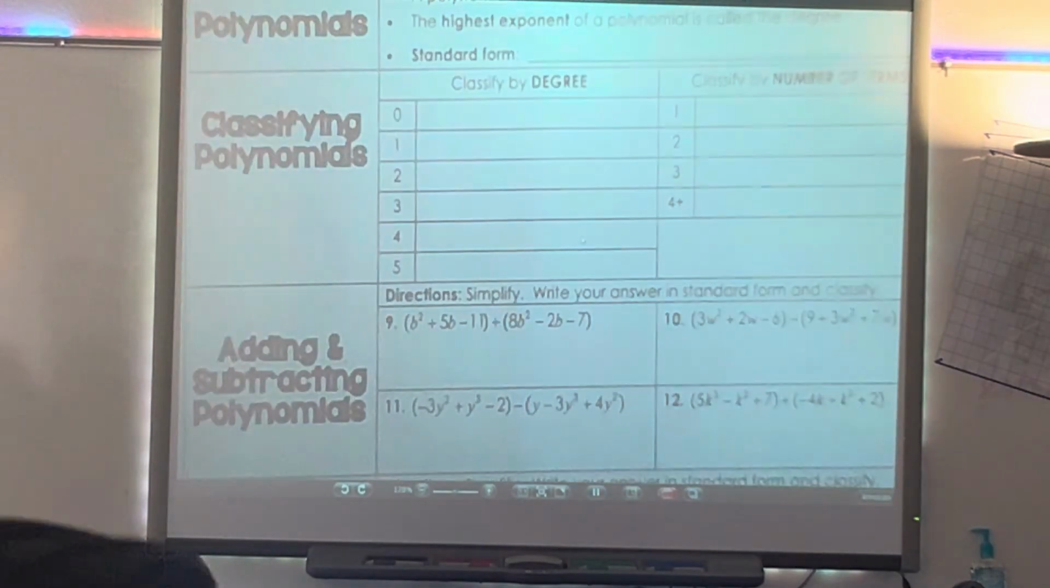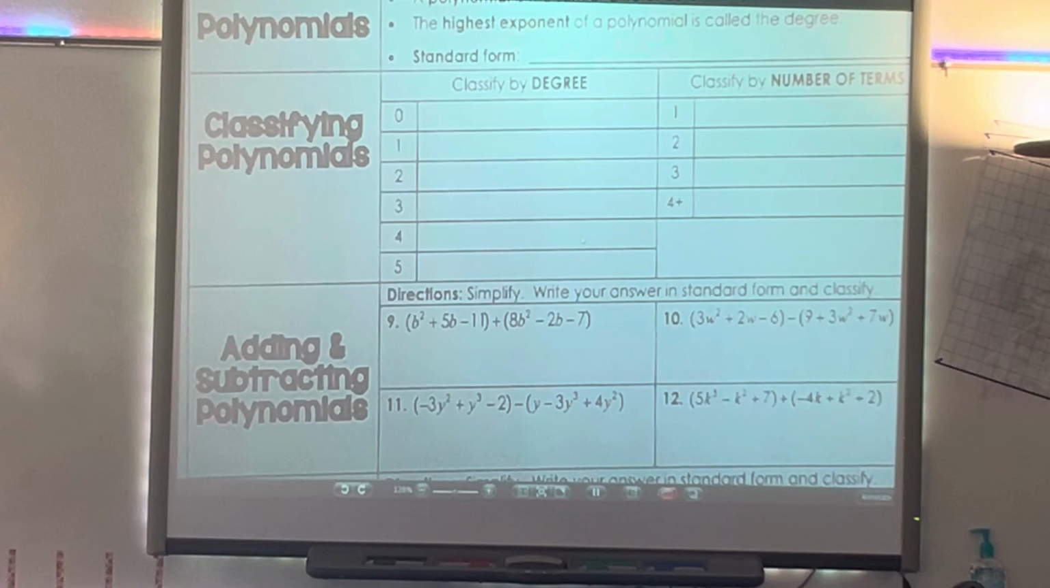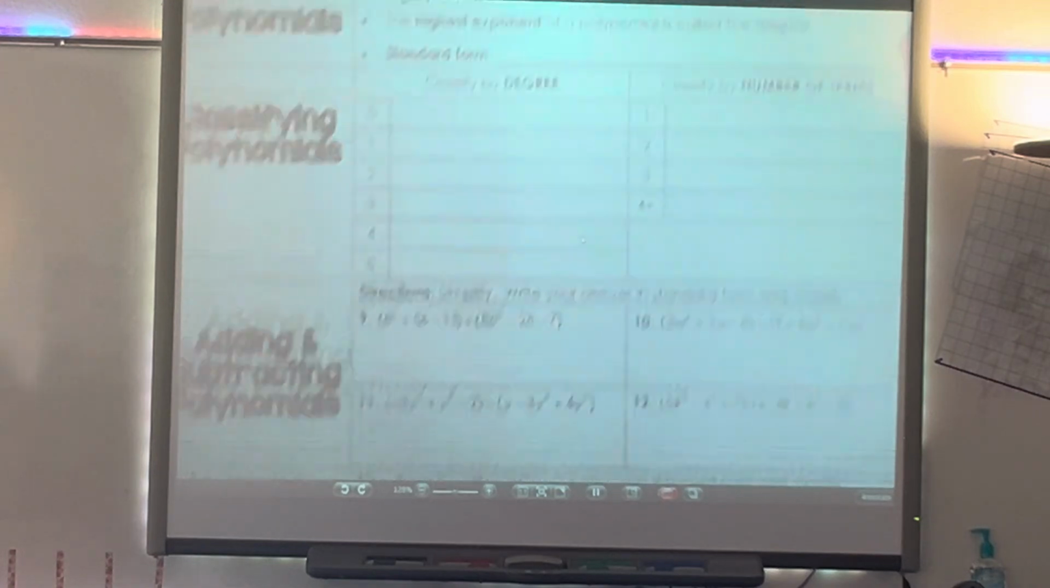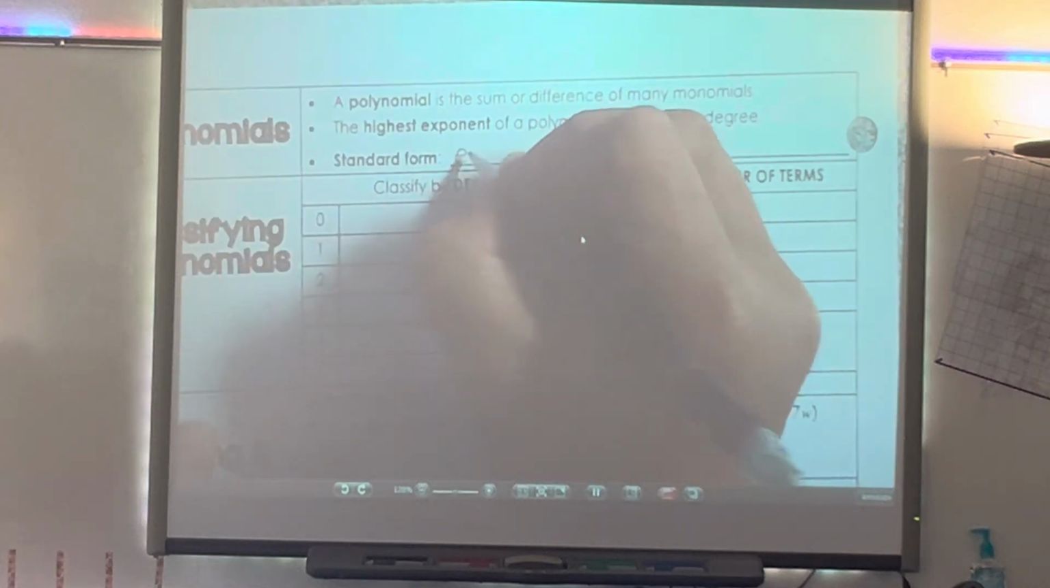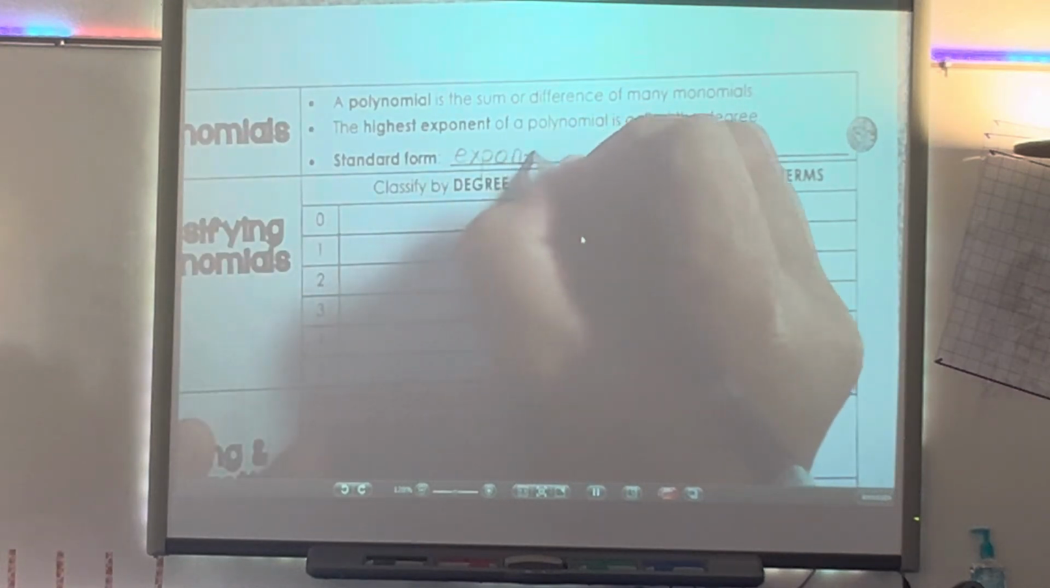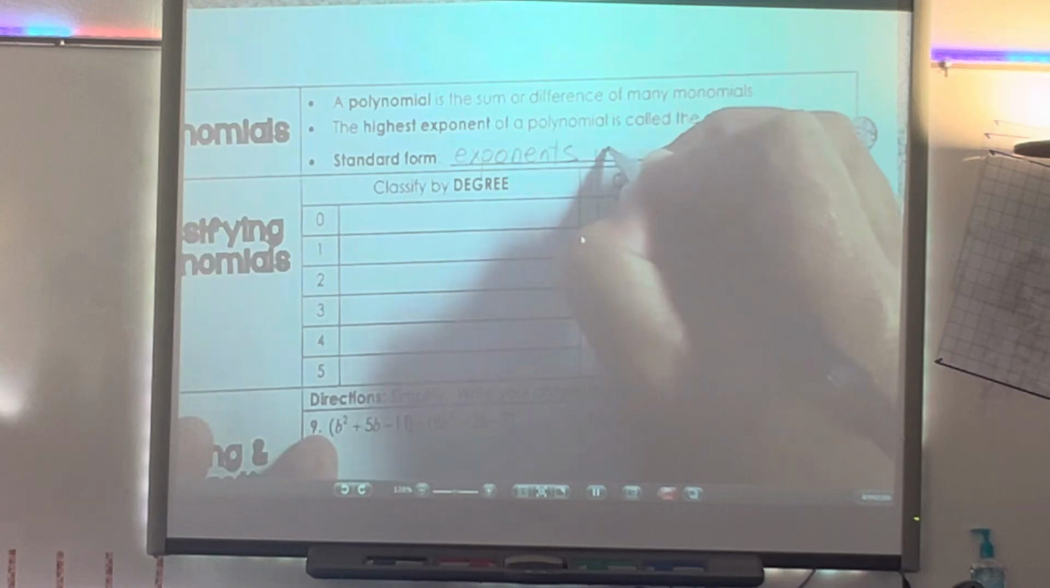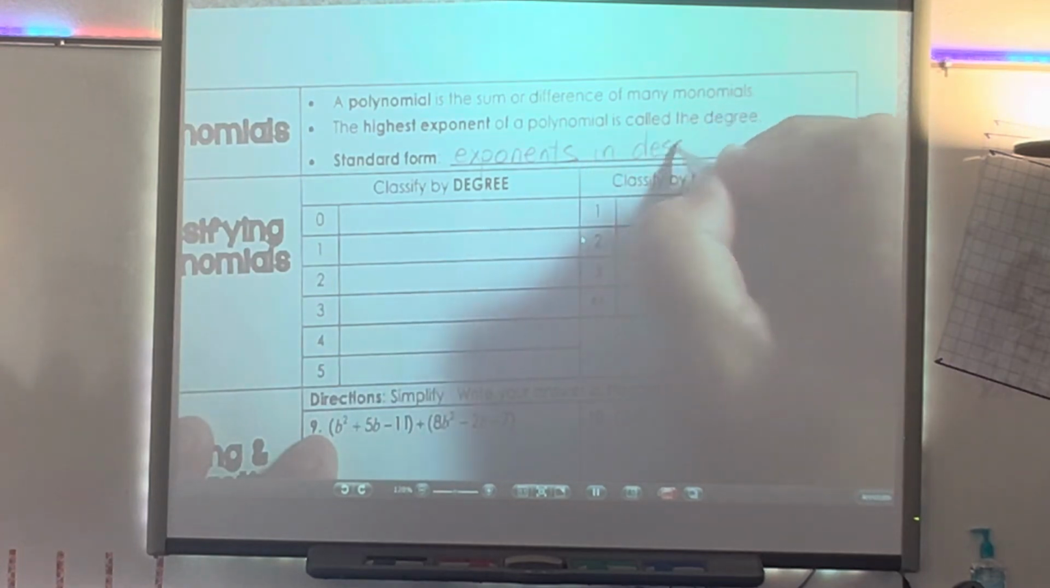Questions at all? Everybody's pretty comfortable? Get the cobwebs out. All right, so we're gonna kind of talk about classifying polynomials. We've done this before. Your standard form, we write with exponents in descending order.